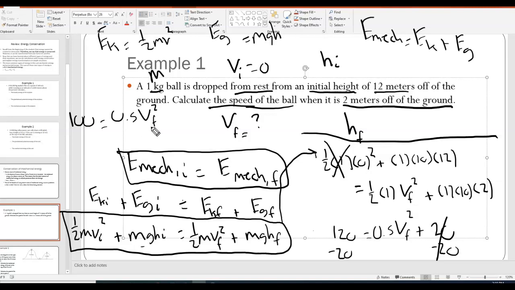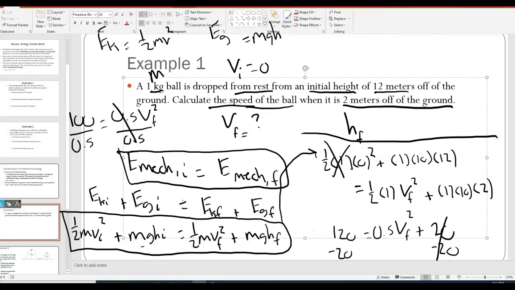Now there's two things being done to VF. It's being multiplied and it's being squared. So I'm going to deal with that multiplication first by dividing both sides by 0.5, and then I'm going to simplify. Now I need to erase because I'm starting to run out of space over here. So I have 100 divided by 0.5, that's 200, equals VF squared. And then my last step is to square root both sides to undo that square.